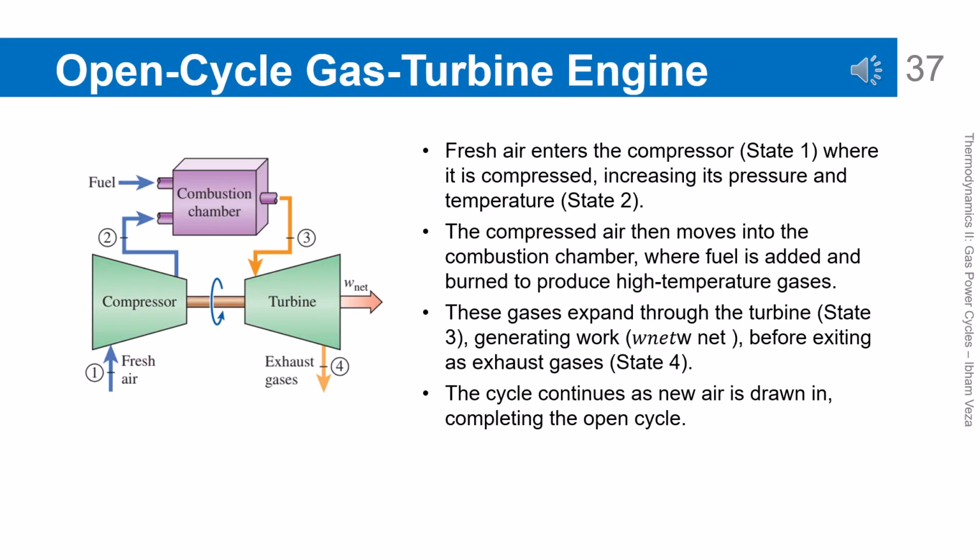Open cycle gas turbine engine. In an open cycle gas turbine engine, fresh air enters the compressor and experiences an increase in pressure and temperature. The compressed air then enters the combustion chamber and mixes with fuel. The hot combustion gases expand in the turbine and produce work. Part of the work drives the compressor, and the rest becomes net power output. The exhaust gases are then released to the surroundings, making the cycle an open cycle.